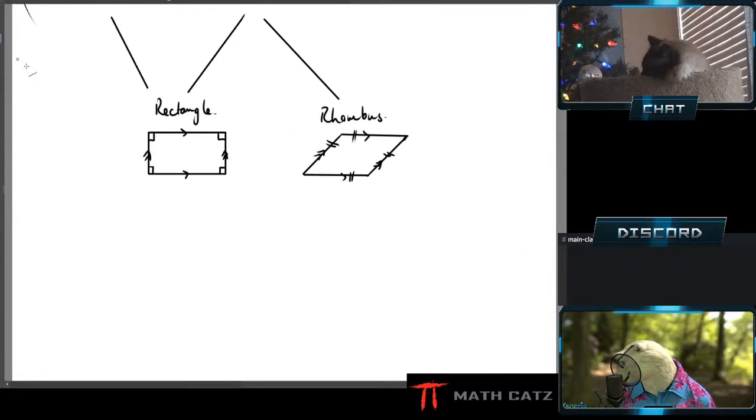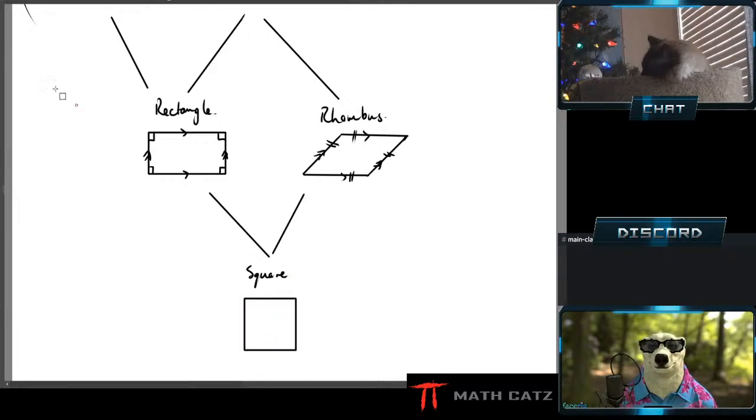These two, the rectangle and the rhombus, come together in the square. So I can get to a square in multiple ways. Let me just draw the square.